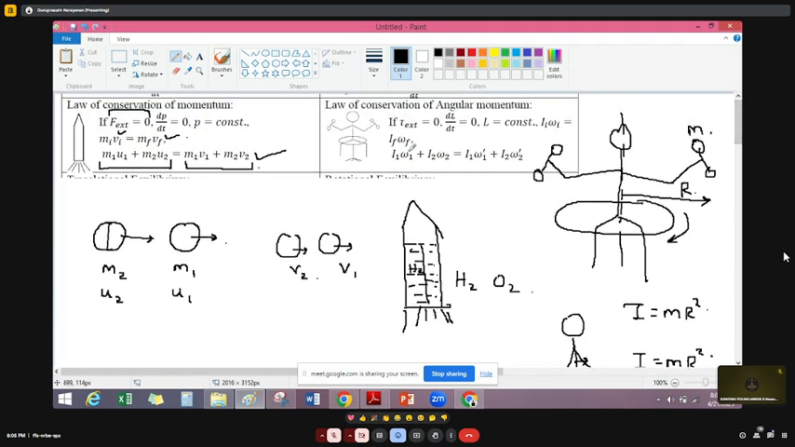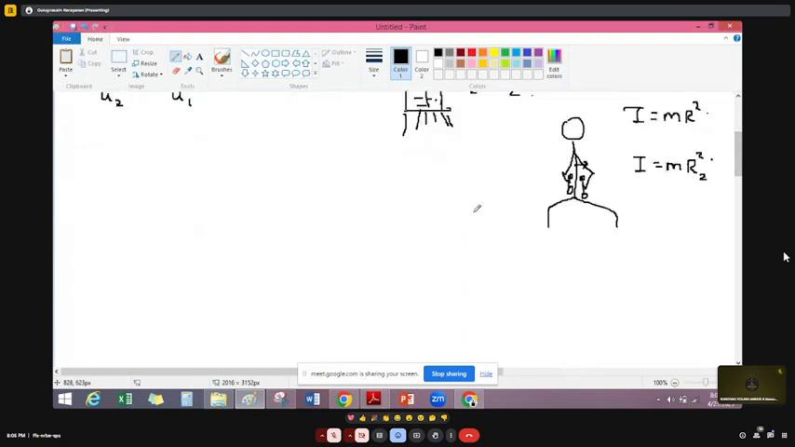Similarly, I initial, so angular momentum initial should be equal to angular momentum final. What is angular momentum? Mass into velocity, or I into omega. So this is initial, this is final. So that means in the second case, I reduce the moment of inertia. This is reduced. If this is reduced, obviously omega f will increase.